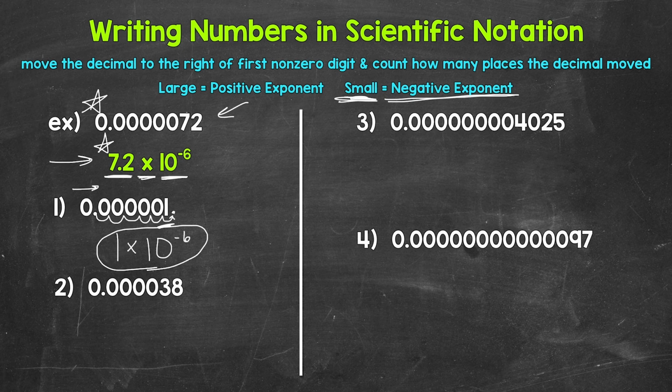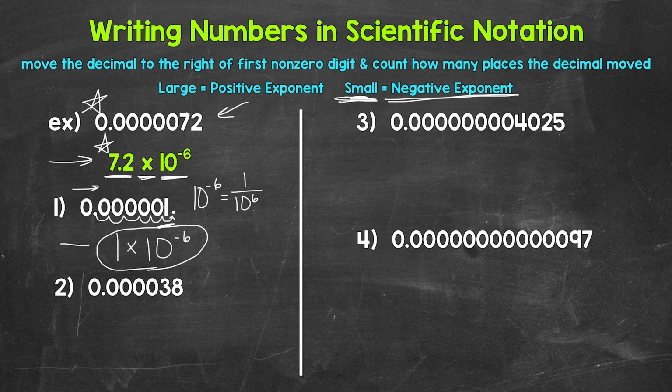Remember, a negative exponent just means we can turn it into a fraction with a numerator of 1 with a positive exponent in the denominator. So 10 to the power of negative 6, let me write this up here. So 10 to the power of negative 6 equals 1 over 10 to the power of positive 6. And 10 to the power of 6 equals 1 million. So this is actually 1 over 1 million, 1 millionth.